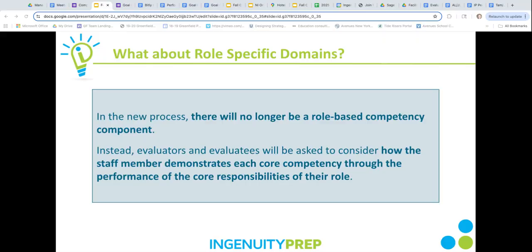Now you may be asking, what about role-specific domains? We are retiring role-specific rubrics in our new system. Now staff are rated on how they demonstrate core competencies in the context of their roles and responsibilities.